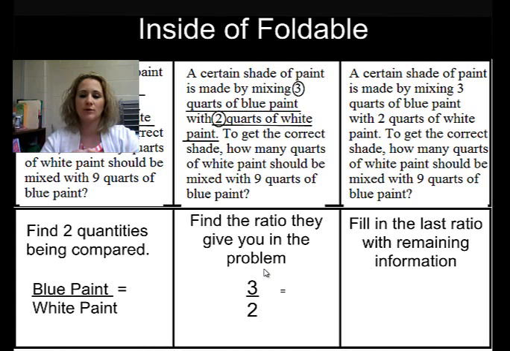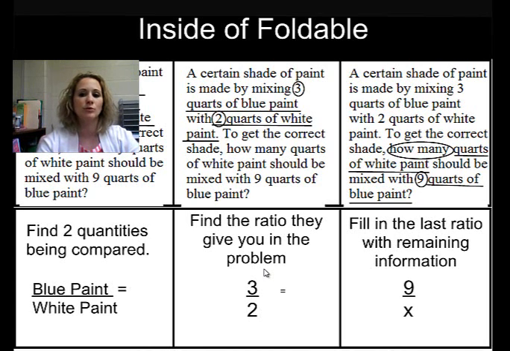Fill in the last ratio with the remaining information. So you're always going to be looking for something whenever you have to set up a proportion. There's something missing. So here it's the quarts of white paint that are missing. So white paint is on bottom. So there's going to be a variable on the bottom. That variable is going to be X. And then it gives you blue paint. So 9.